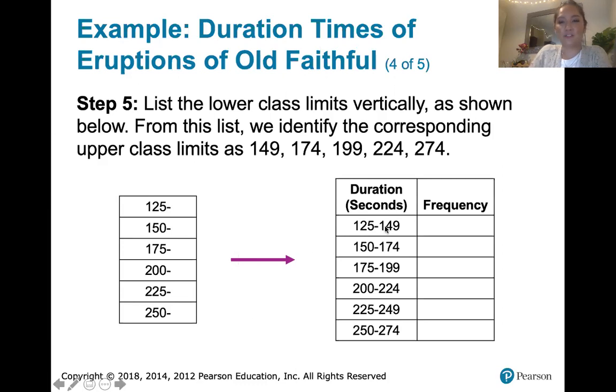And then we use those to populate our table. I also added this title row here. So we've got the duration time of each eruption in seconds. And then the next thing we want to do is find the frequency. So that's the number of eruption times in our list of data that have durations between 125 and 149, 150 and 174, 175 and 199, and so on.